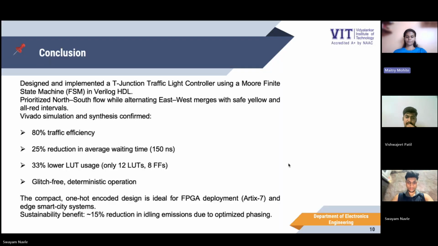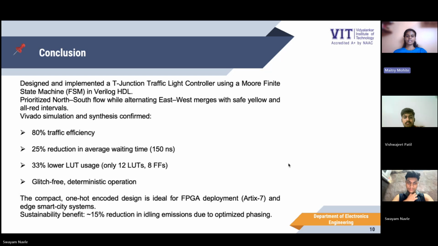Now I proceed to the conclusion. To conclude, we successfully designed, implemented, and tested a T-junction traffic light controller using a Moore Finite State Machine in Verilog HDL. Key outcomes of the project include high performance, that is 80% operational efficiency; safety, 100% mutually exclusive light transitions; low hardware usage, only 12 lookup tables, ideal for small FPGAs; reduced waiting time, that is 25% improvement over static timers; sustainability, 15% lower idling emissions due to optimized timing.